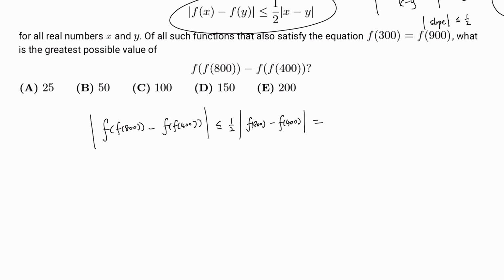You might say, okay, let's go one more step: that's 1/2 times 800 minus 400, which goes to 200, right? So we can eliminate two answer choices. But just because this inequality gives us 200, it doesn't mean 200 is achievable here. So we still have to take a look at whether or not it is achievable.